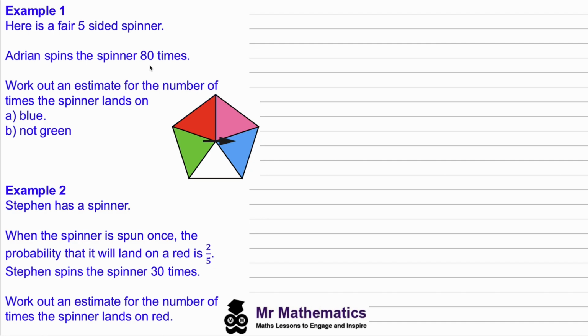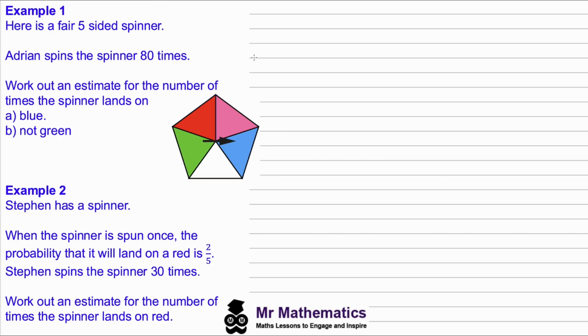To understand this, if we look at example 1, we're told that we've got a fair five-sided spinner and that Adrian spins the spinner 80 times. So this will be our total number of trials. We've been asked to work out the estimate for the number of times that the spinner lands on blue. So this will be our relative frequency. It's relative based on the 80 times that we've spun the spinner.